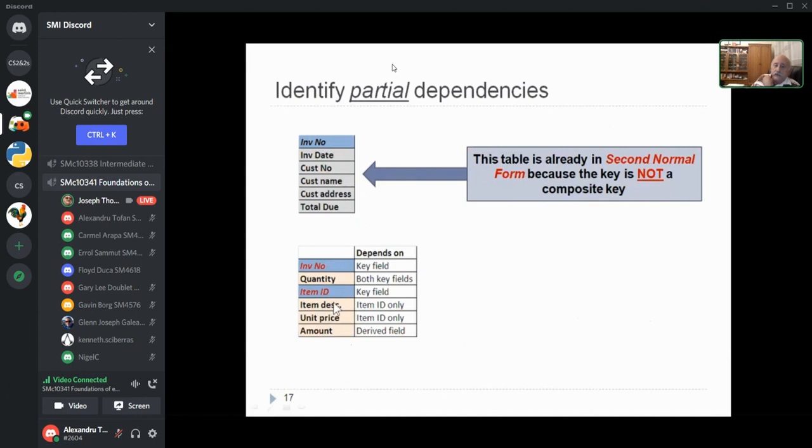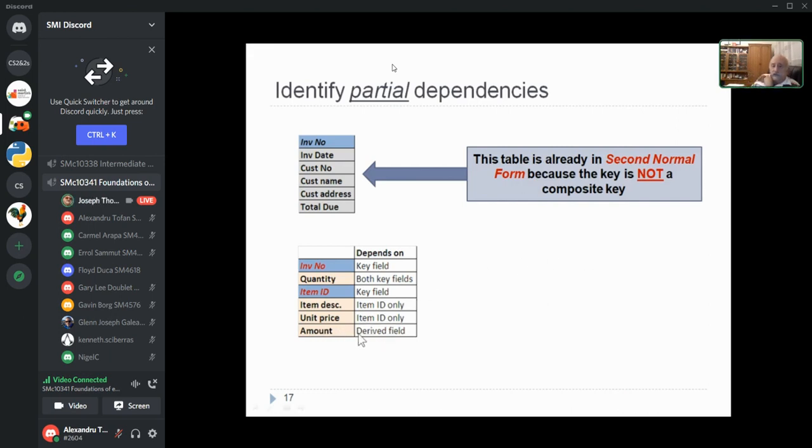The item description is going to depend on the item ID only. And if we have 10 occurrences in the database with the same item ID, right? Irrespective of the invoice number, the item description is always going to be the same. Similarly, the unit price is always going to be the same. Here we are assuming that prices do not change. Okay, so it's very theoretical.